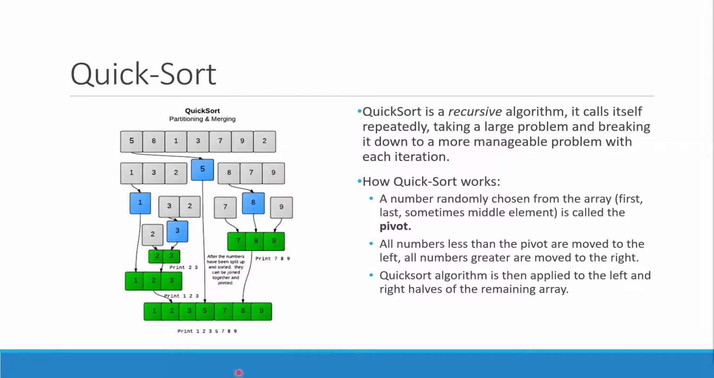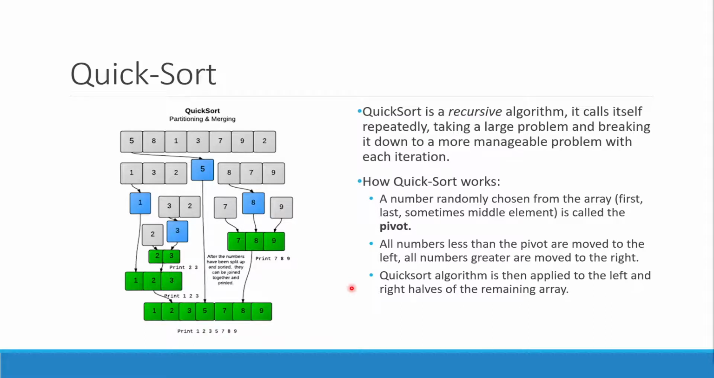And then as for the right side here, 8 becomes the pivot of the sub-array. 7 and 9 are put to the left and the right because 7 is lower and 9 is greater. Because they're singular elements now, this is the base case, and we put them back together, 7, 8, 9, and then this sub-array and this sub-array come back together with the pivot, which is 5, and make the whole array sorted again. So 1, 2, 3, 5, 7, 8, 9.